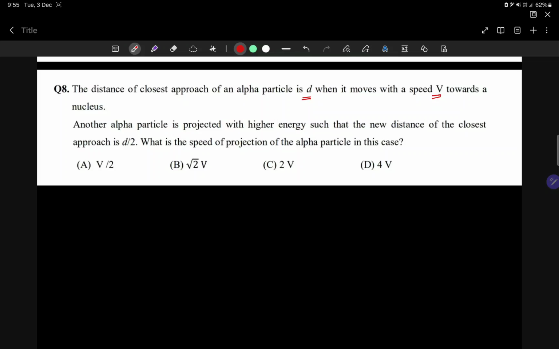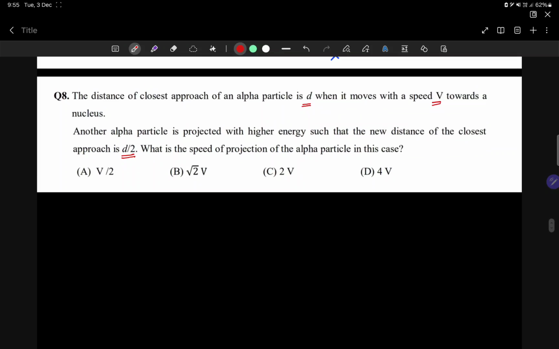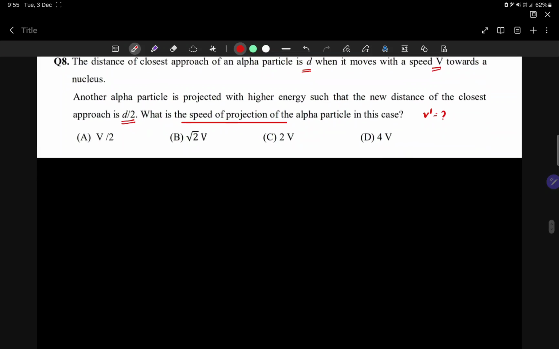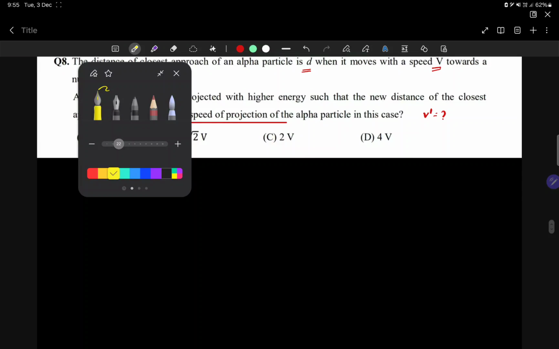And it is asking that another alpha particle is projected with higher energy such that the new distance of closest approach is d by 2. So what is the speed of projection of the alpha particle in this case? We have to calculate the new speed of projection, let it be v dash. So our aim is to calculate the v dash value. So come to your theoretical part.